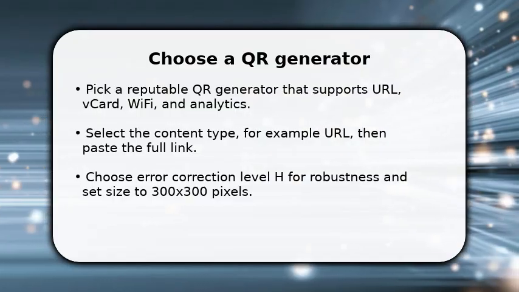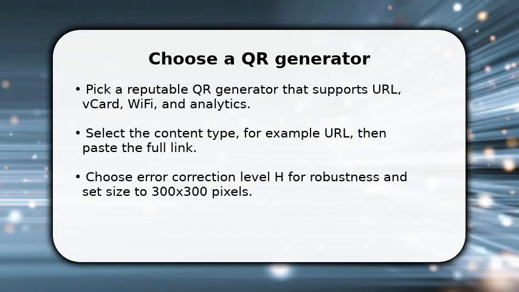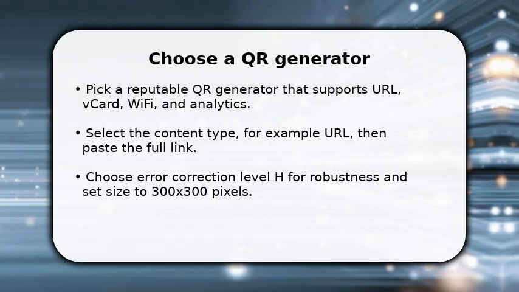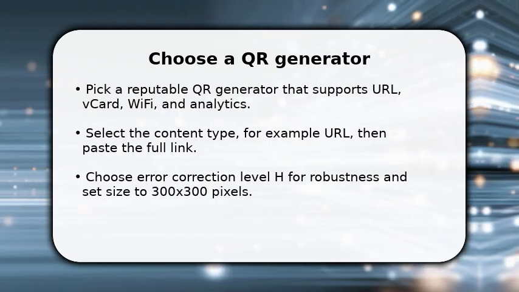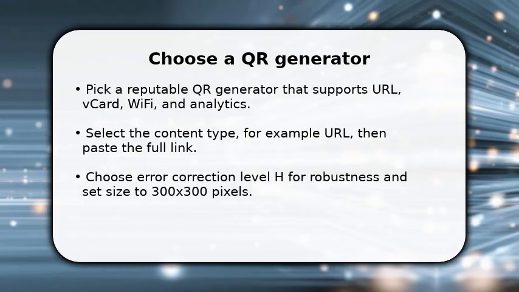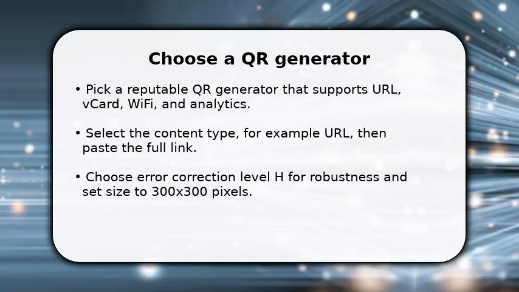Start by choosing a reputable QR generator that supports URL, vCard, Wi-Fi, and analytics. Create a free account when analytics are required for tracking scans. Next, select the content type, for example URL, then paste the full link into the input field.